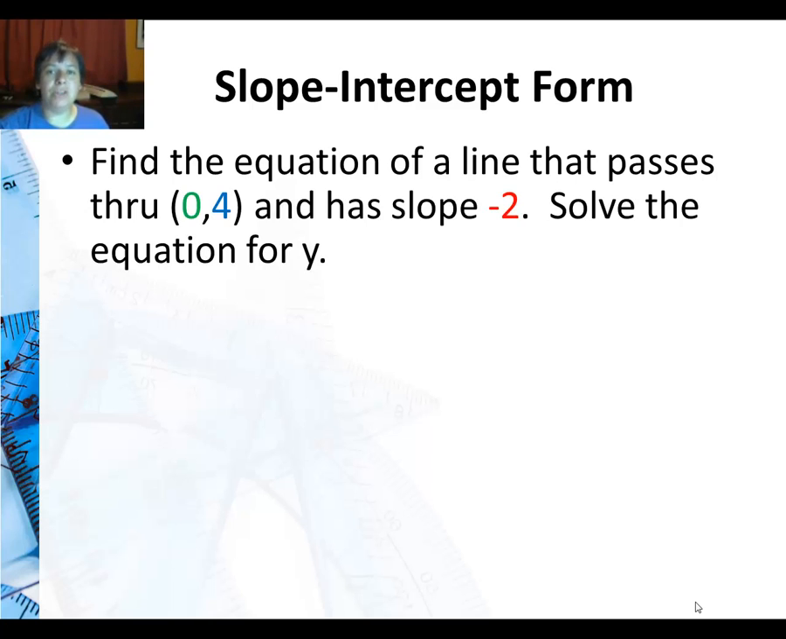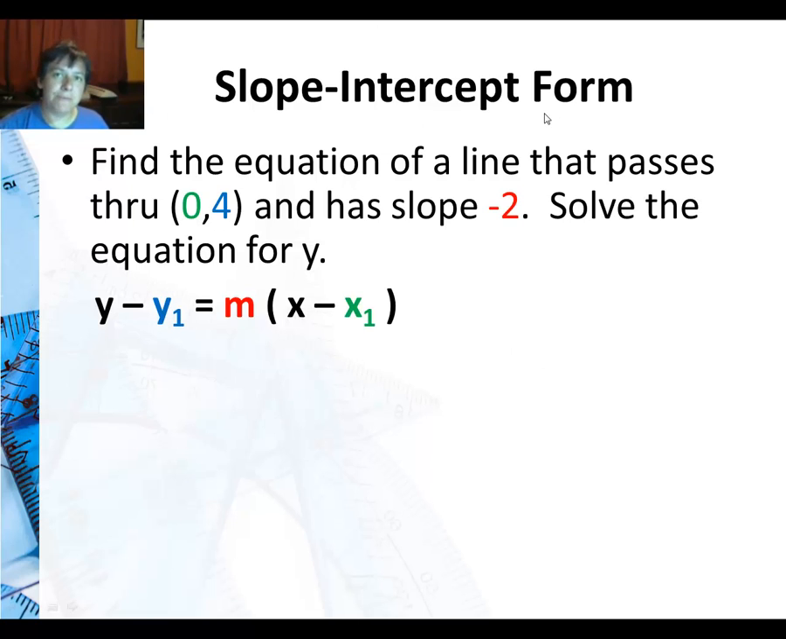So let's start with the slope-intercept form. I'm going to find the equation of a line that passes through (0, 4) and has a slope of -2. And we're going to solve the equation for y. Well, you can probably guess slope-intercept form. Well, there's my slope. And then we're going to figure out what this intercept thing is. So let's go ahead and write down the point-slope form.